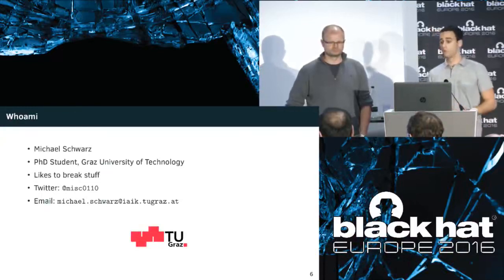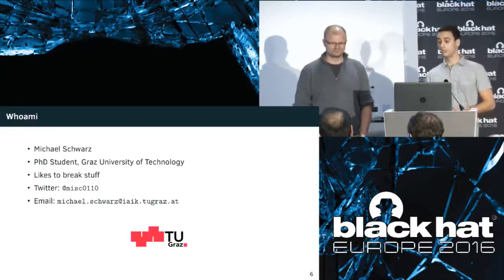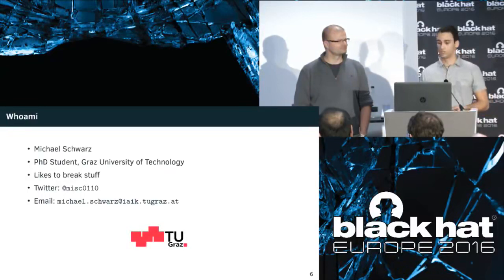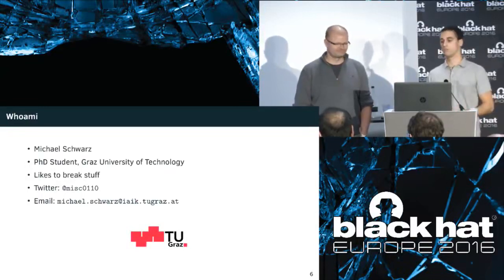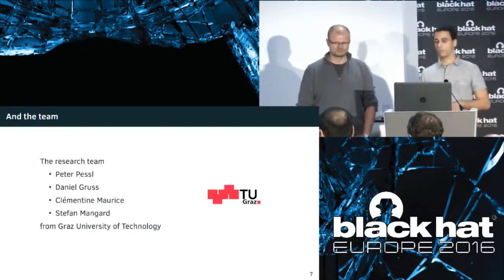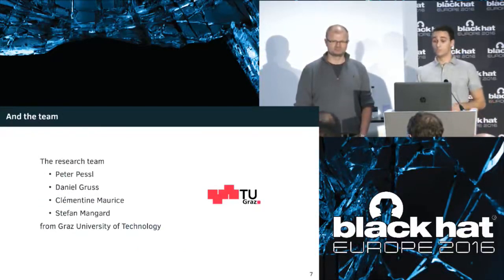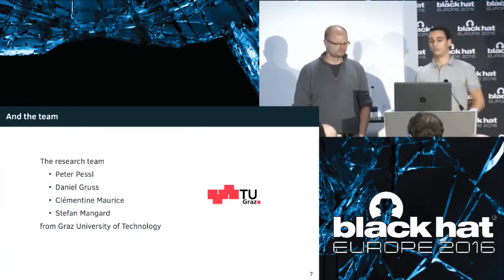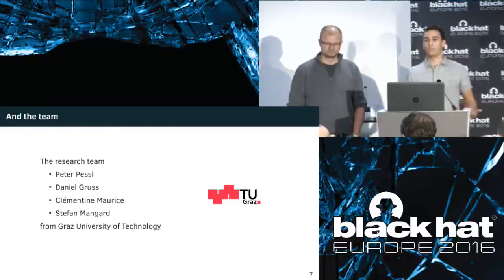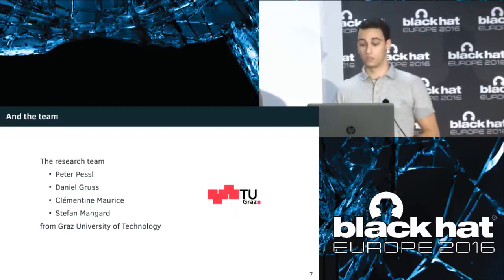But first, who are we? My name is Michael Schwarz. I'm a PhD student at Graz University of Technology. You can find me on Twitter, you can write me an email, you can come to me afterwards if you have any questions or want to talk. And I'm part of a research team at Graz University of Technology, consisting of Peter Pessl, Daniel Gruss, Clémentine Maurice, and Stefan Mangard. Together we did a lot of research on this DRAM topic, and also published a paper for the first part of this, all the background, at the USENIX Security Conference in August. And this talk is then the extension of this paper with all the new cool features we have here.